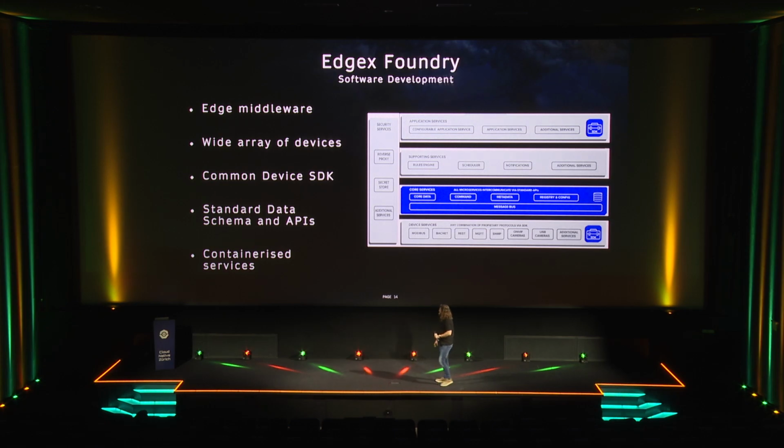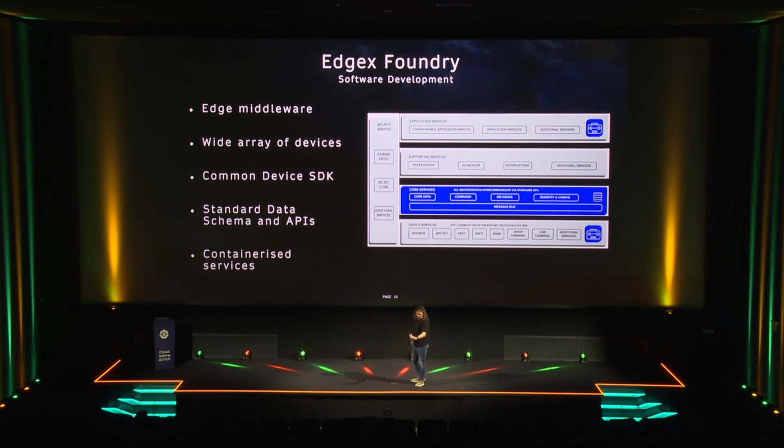EdgeX Foundry is the first one. It is essentially for figuring out how to build software for nodes that are very diverse, with different types of hardware and different types of sensors, and doing that in a standardized way. It describes itself as edge middleware. It supports a wide array of devices, and the key thing is it defines common data schemas and common APIs, and it works with a concept of a layer of containerized services.